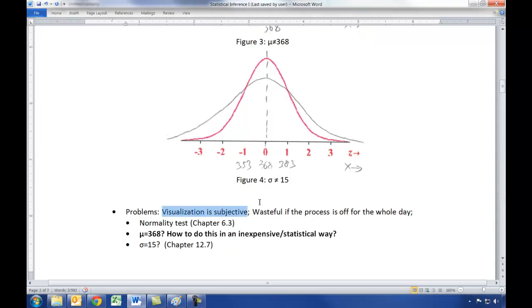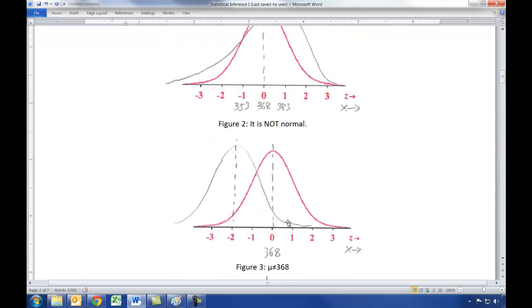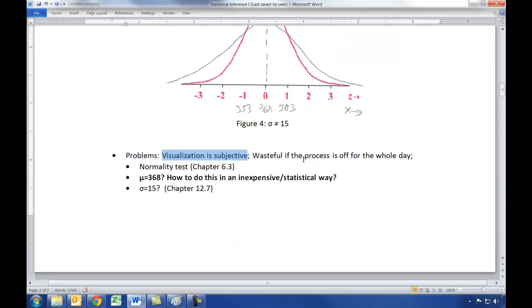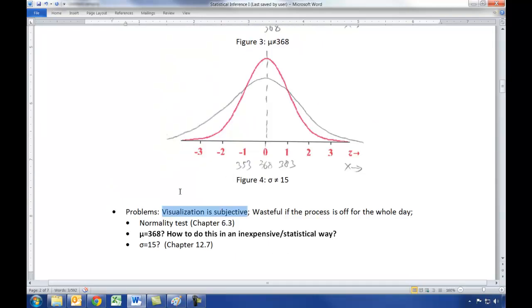So these types of graphic comparisons are really straightforward and intuitive. However, they are not precise. For example, visualization is really subjective. You might conclude these two curves follow each other fairly closely, but someone else might disagree. So this is the first problem of tests based on visualization.